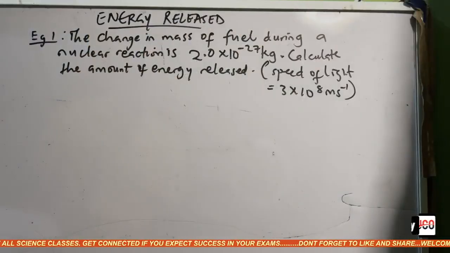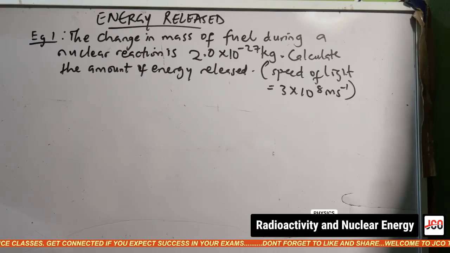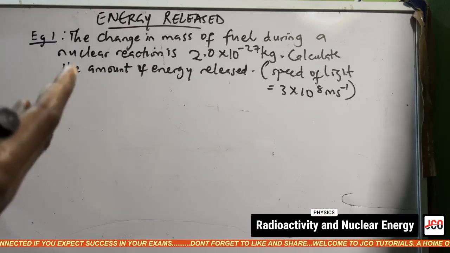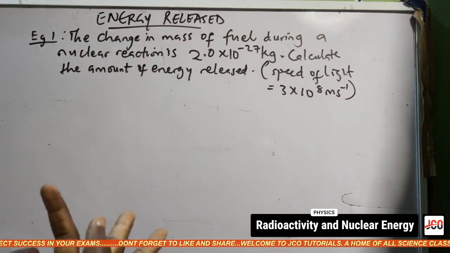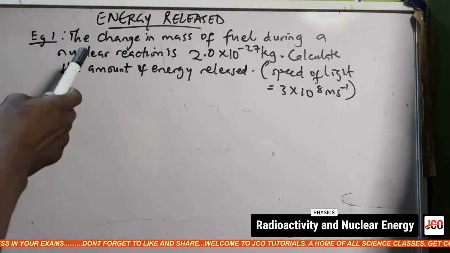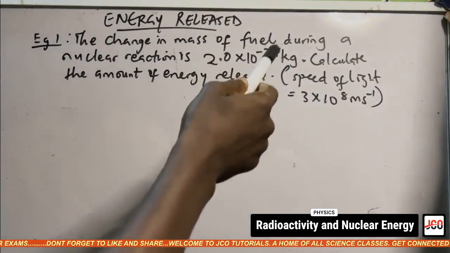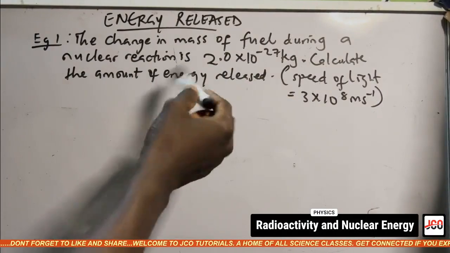Alright, welcome back. We are going now to look at the energy released, and we've been able to calculate it based on the equation given. Now, it's another form. What is the energy released? How do we calculate it? So you look at the question: the change in mass of fuel during a nuclear reaction is this. So this is the change.